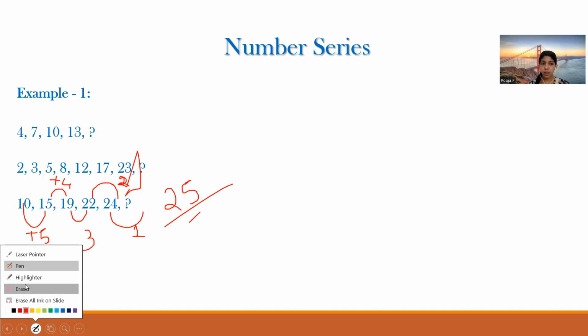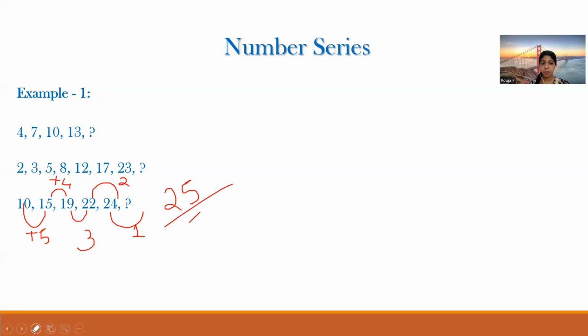I hope you all are clear with this much. So this is about the difference series, the first kind that we have covered. Here we only saw examples of plus. You could also have minus. Probably the series could have been 24, 22, 19, 15, 10. So it is plus 5, minus 5. The next number in that case would have been 0 if it was the minus series. I hope this much is fine with you all. We'll move on to the next kind.